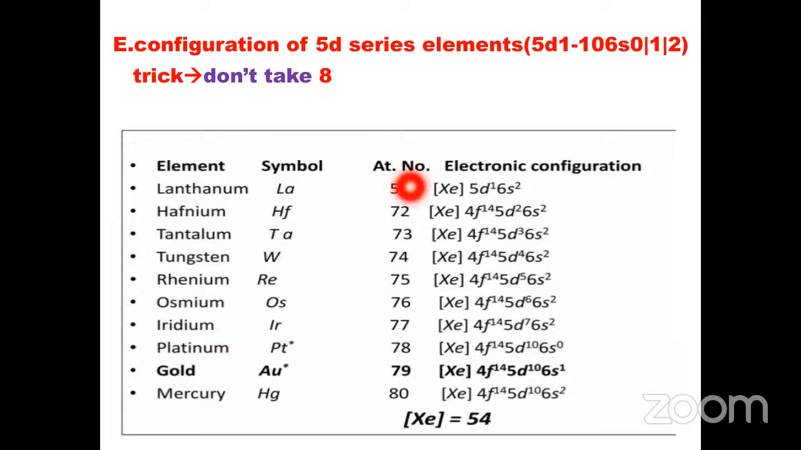Follow the same trick as before when filling the electrons of these elements, but you don't take the 8 number. In place of 8 you will take 9, and don't change the 5 and 10 numbers. So these are the elements of the 5d series, their atomic numbers, and their electronic configurations.